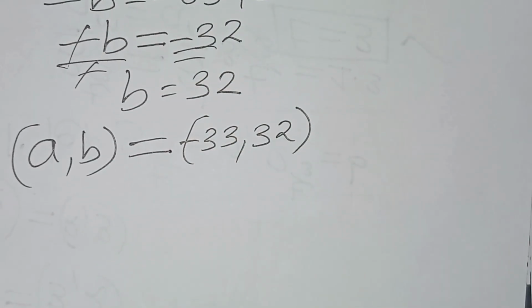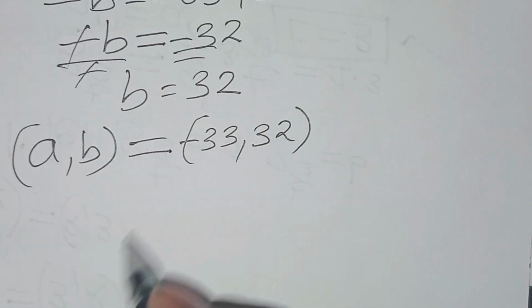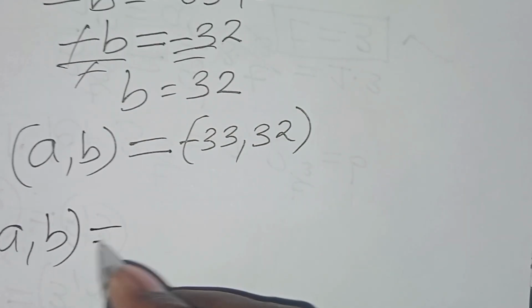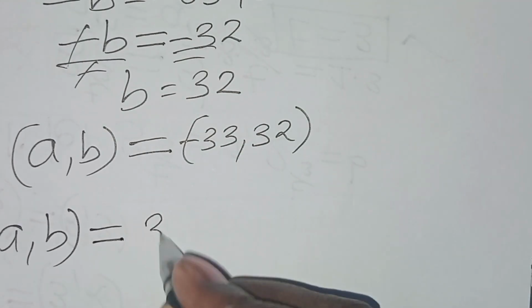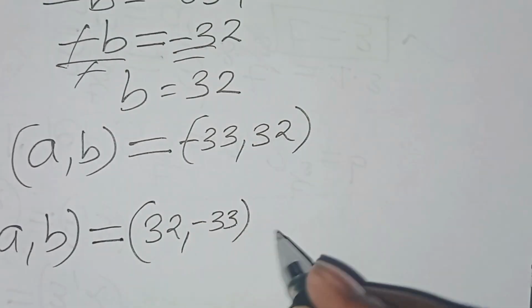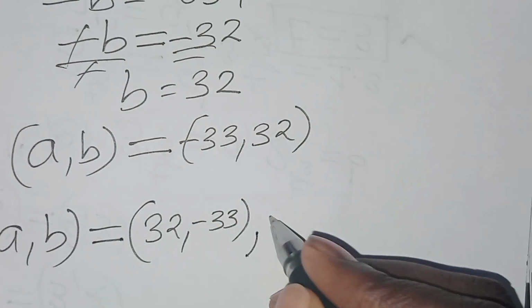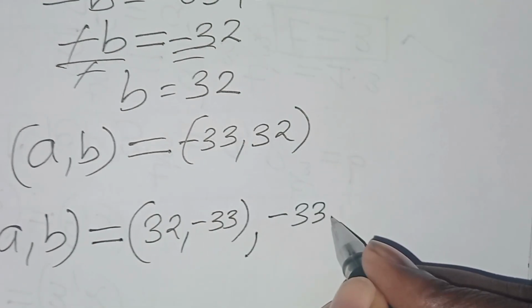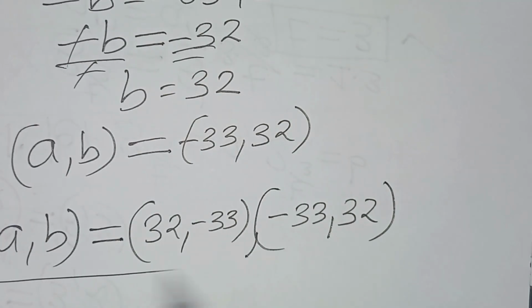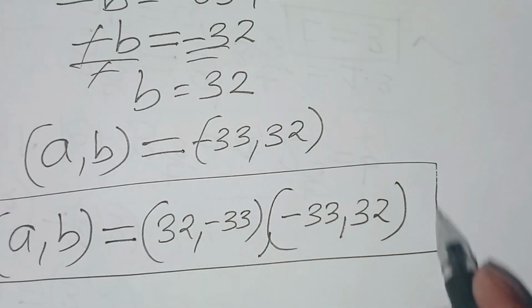And therefore, we have that A, B is equal to 32, comma, negative 33 as the first set of solution. The second set of solution is negative 33 and then 32. So this is the solution to this algebra problem.